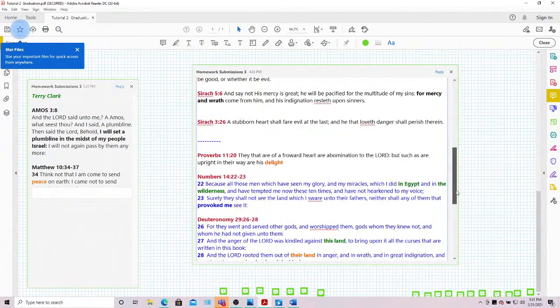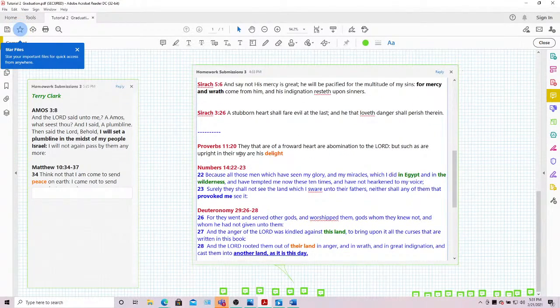We have Proverbs chapter 11, verse 20 to figure out what the Lord's delight is. "They that are of a froward heart are an abomination to the Lord." This is the contrast: "but such as are upright in their way are his delight." So those of us among Israel that are upright in our way, those are the delight, and those are going to be the people that go into the land.